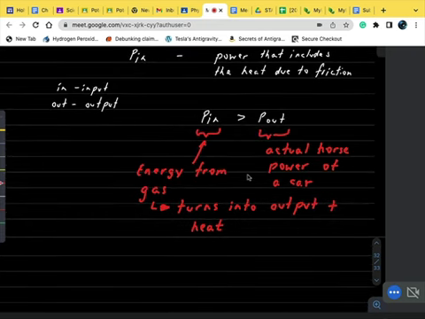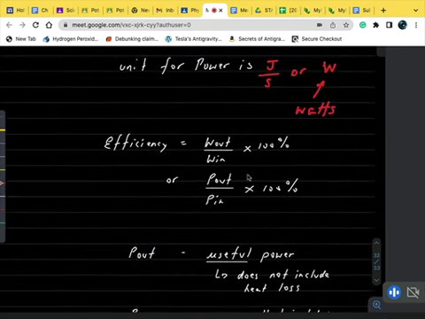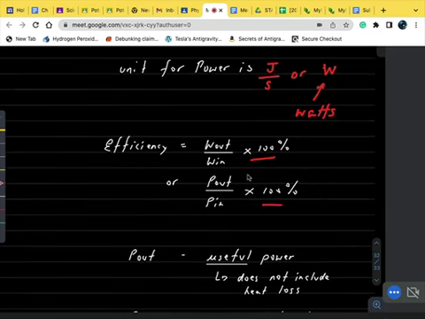Okay, so listen, your workbook made a mistake. It doesn't include this factor, so make sure you do. You need to include multiplication by 100%. Efficiency is not a decimal, it's a percentage. Okay?